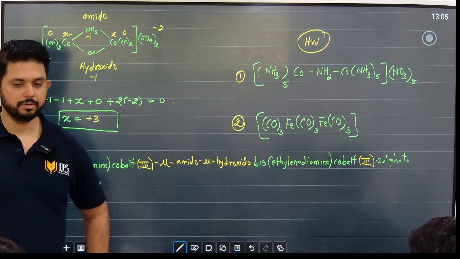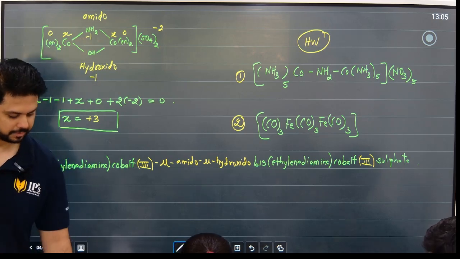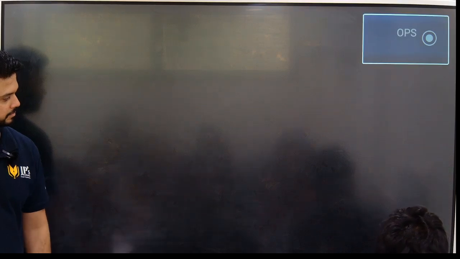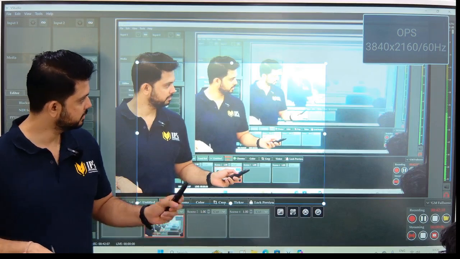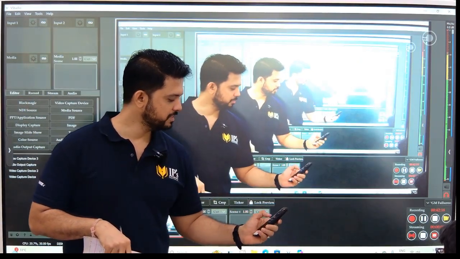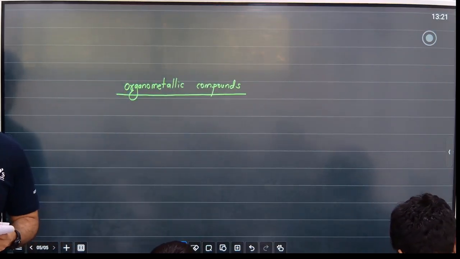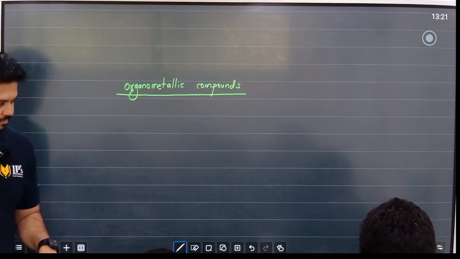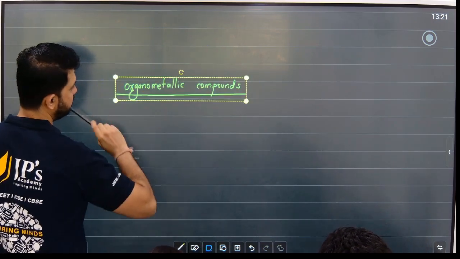वो दोनों polynuclear आप करोगे as homework. अरे स्क्रीनशॉट ले लो. Okay, please write down organometallic compounds.